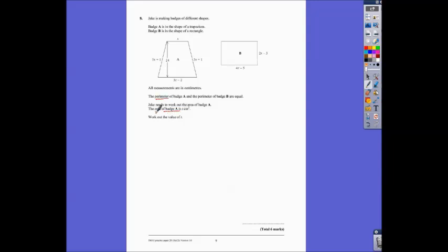So if we work out the perimeter of shape A, 3x, 3x, 3x and x gives us 10 x's, and then plus 2, minus 2 is nothing. So the perimeter of shape A is 10 x's. The perimeter of shape B, that must be 4x minus 5, and that must be 2x minus 3, is the same as that one. So altogether there, we've got 12 x's minus 16.